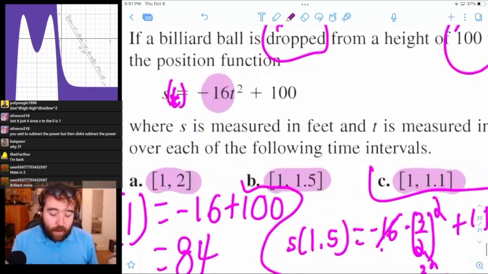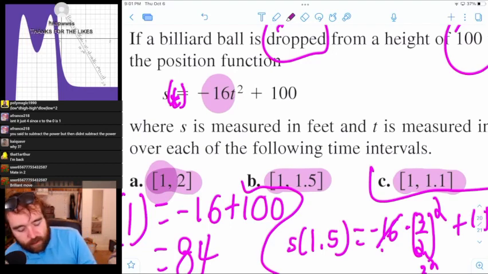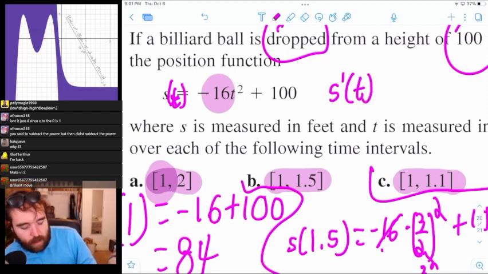So let's find the instantaneous velocity. Like we do calculus now. We don't need to find these average velocities. We can find the specific velocity at time equals 1. So let's go ahead and do that. Let's find the derivative. So s prime of t, since this is all in terms of t, is what?